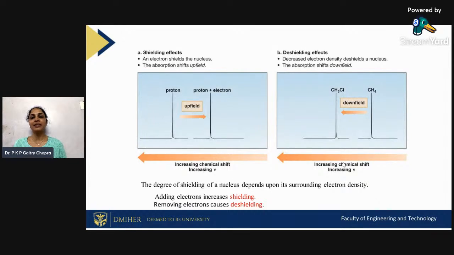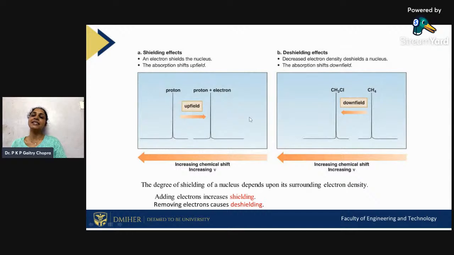For example, here in this very first NMR spectra you see, the proton should be showing a signal where it is written proton. That is the standard value at which your proton should be showing a signal. But because of the high electron density, because of the number of more electrons present in its vicinity, it will require more amount of energy and it will shift upfield. So this is called shifting upfield.